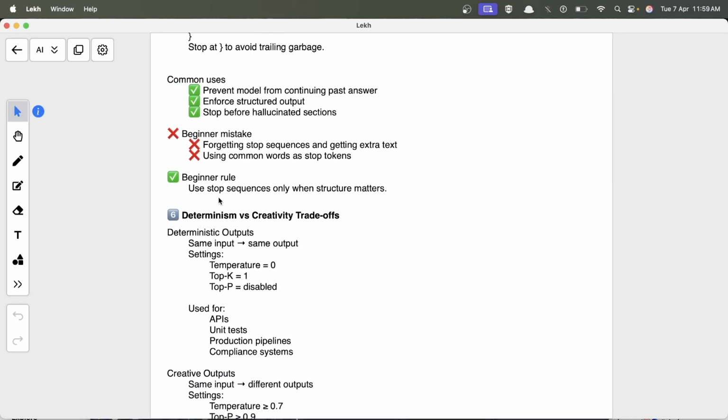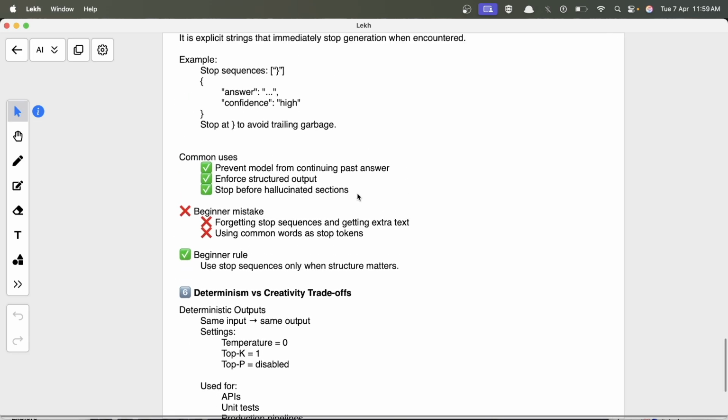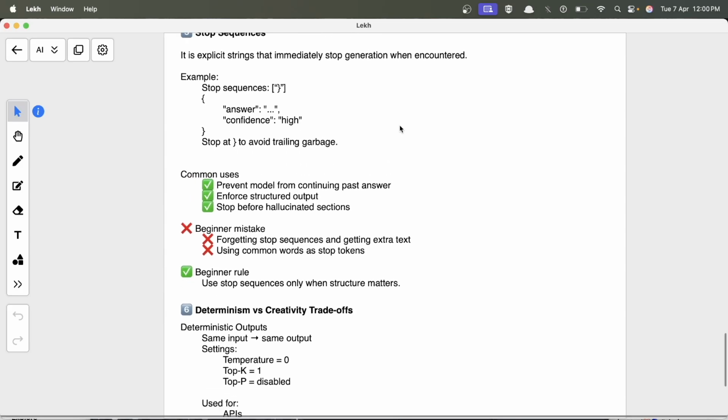So a rule here is that you need to use stop sequences when only the structure matters. You want your answer to be in the same structure, or you want your answer to end when a particular sequence occurs in the answer. Then you can use these kinds of parameters.